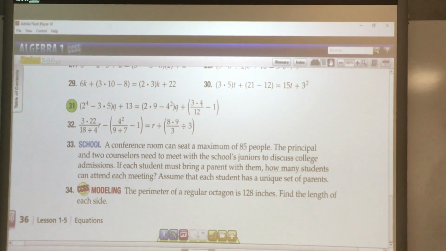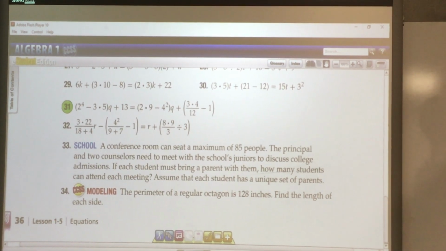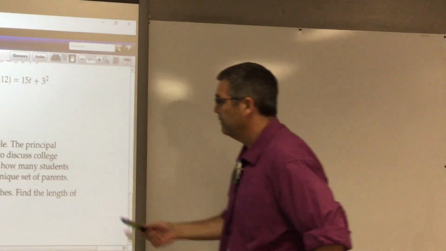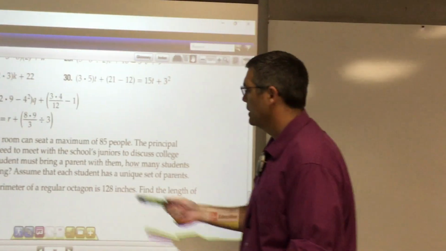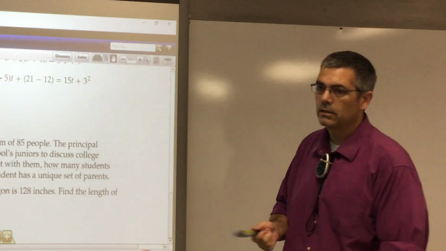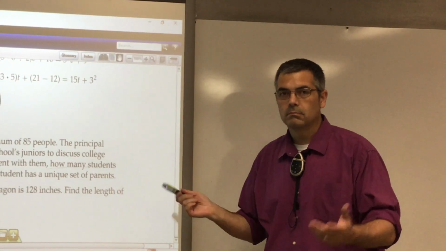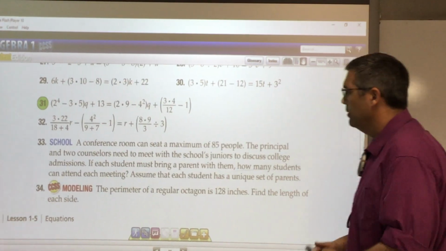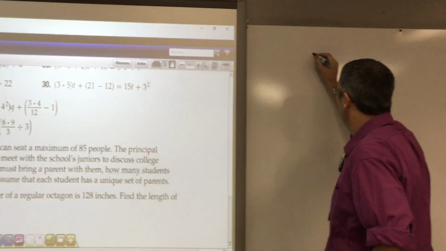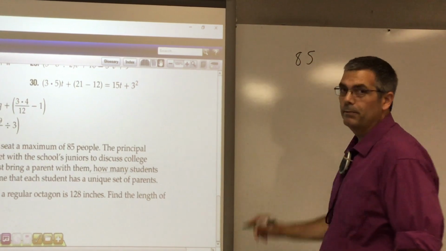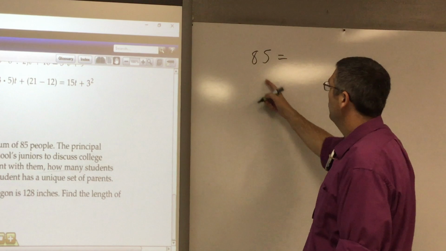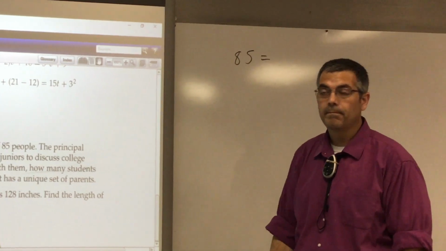All right, so when I first read this problem, I looked at it and tried to figure out what they meant by unique set of parents and all that stuff. But all they're saying is that each student brings 1 parent. That's what they're saying here, okay? What you gotta look at is this. You have a maximum of 85 people that can fit into that conference, all right? So whatever you do is gonna equal 85.